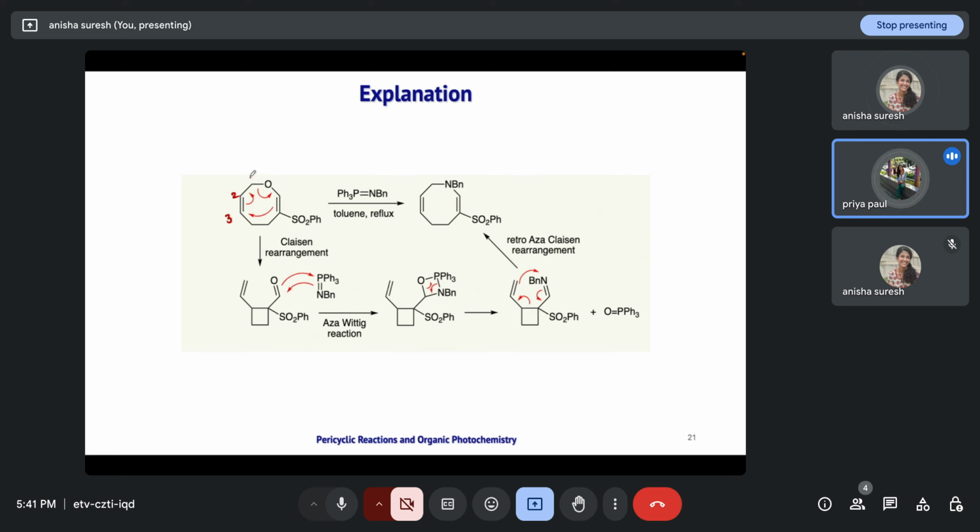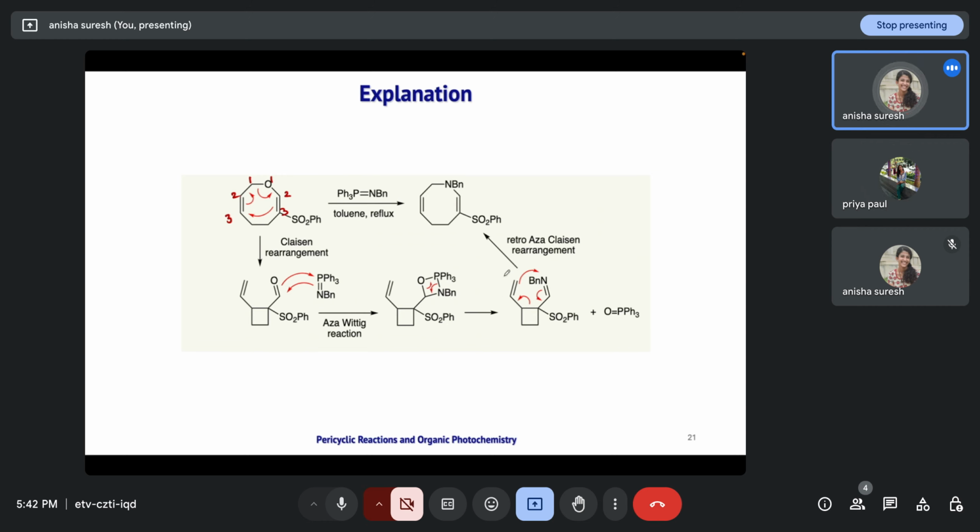First, a Claisen rearrangement will be taking place in this fashion, resulting in the formation of this aldehyde. Then the aza-Wittig reaction will be taking place. This is a Wittig reagent. It will react with this aldehyde, resulting in the formation of this product. They have considered this also as a step. That is why they have mentioned 4 steps, but it is a single step ideally.